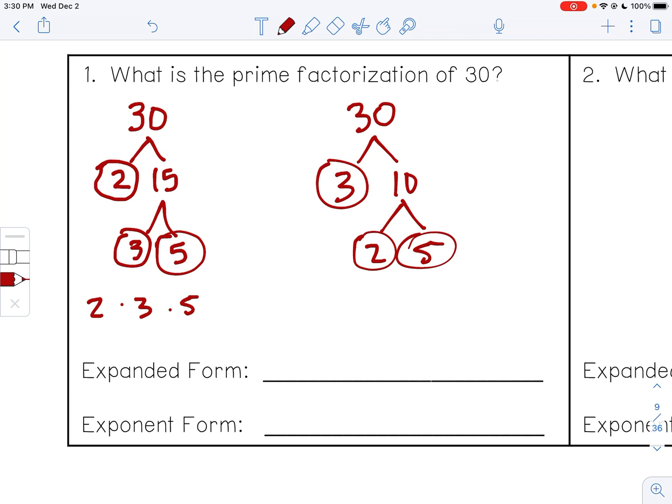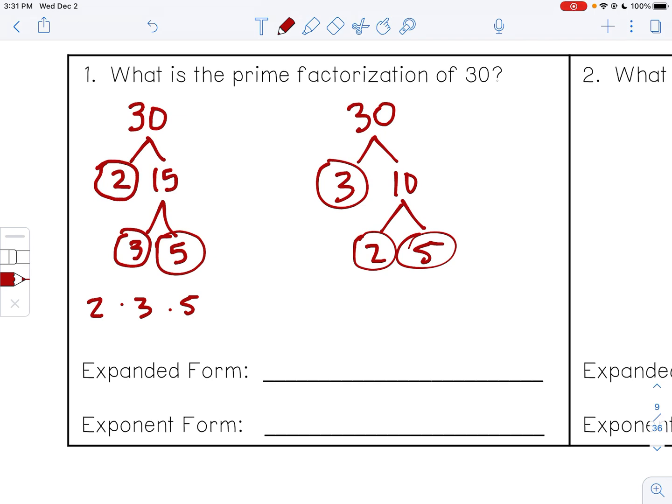Whenever you write the expanded form, remember expanded form from Monday also, okay? Think of it like an accordion. You stretch it out, you lengthen it out, okay? 2 times 3 times 5. You have to put it in order from least to greatest.